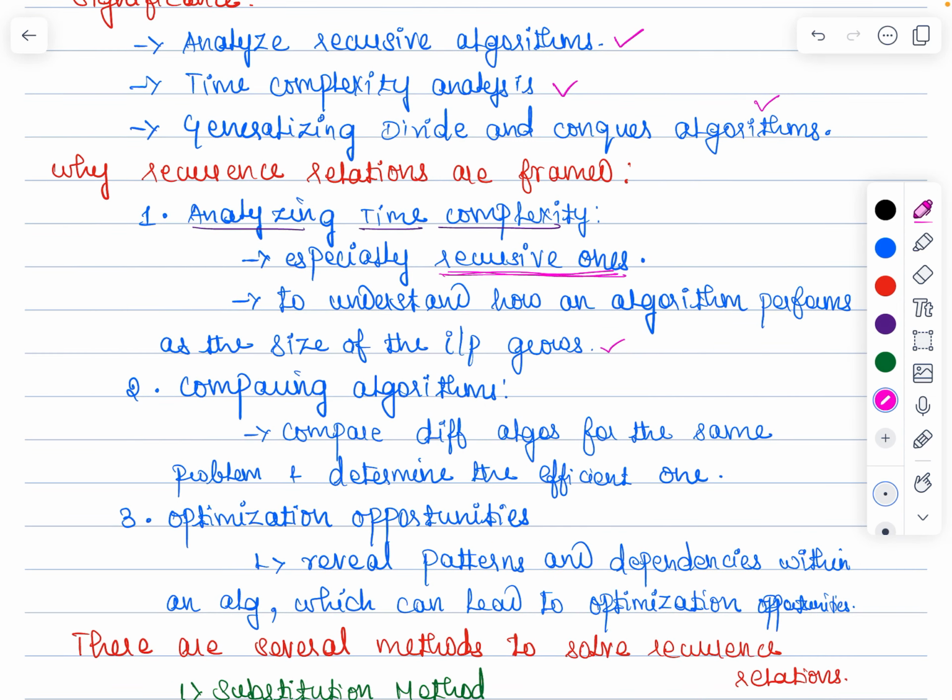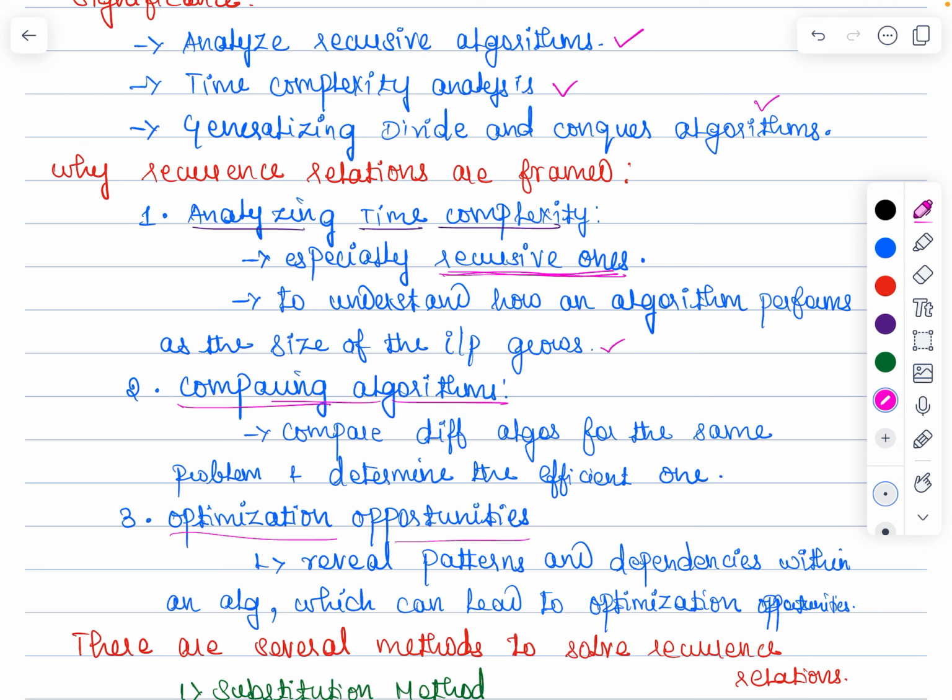The second reason is for comparing algorithms. By analyzing recurrence relations, we can compare different algorithms for the same problem. For the same problem, different algorithms and techniques can be used, right? So by analyzing the recurrence relations, we can determine which one is more efficient. This is essential for making informed decisions about algorithm selection, especially when dealing with large data sets or time critical applications.